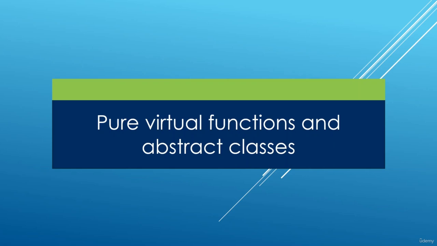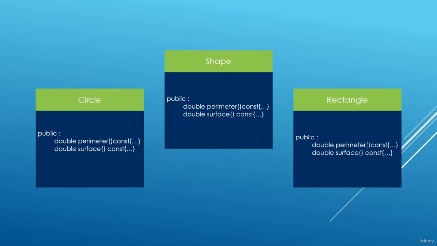In this lecture, we're going to learn about pure virtual functions and abstract classes. Pure virtual functions are a mechanism we have in C++ to mean that the method isn't meant to be implemented in the base class.